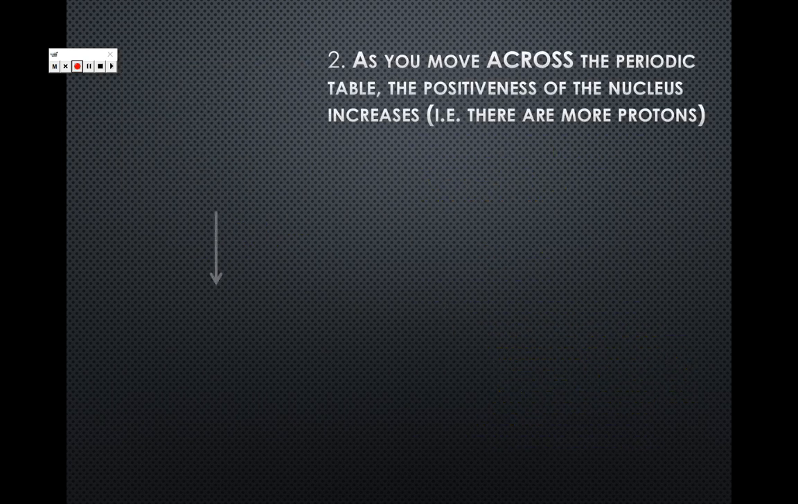Okay, so when you go across, you are not going to get any more shells, but the positiveness inside the nucleus increases. So now we're dealing with only one row. Row number 1 has one proton, helium has two, and so on. You could rank hydrogen and helium, and then look at the next row, lithium, beryllium, boron, carbon, because they have the same number of shells. So what happens if you're not getting more shells, but you're getting more positiveness?